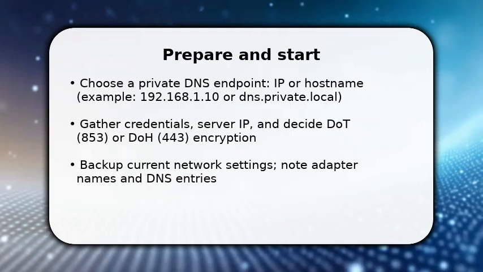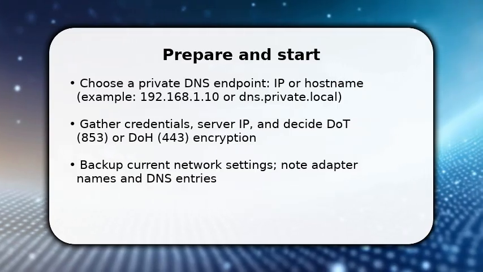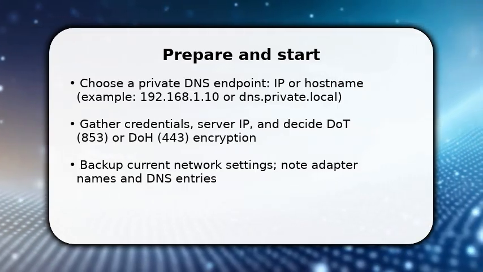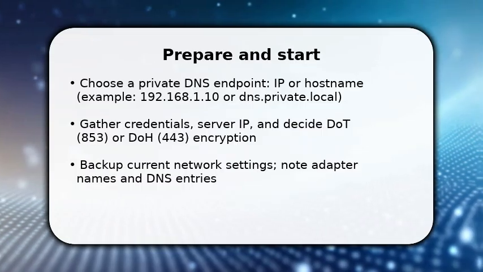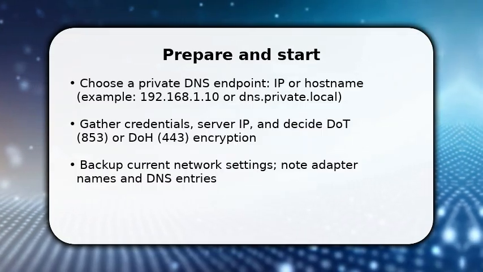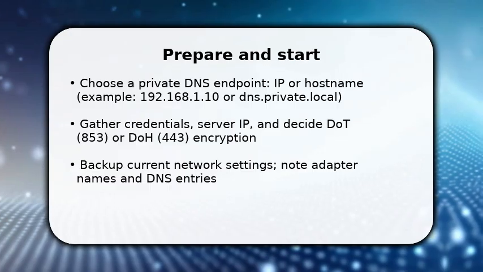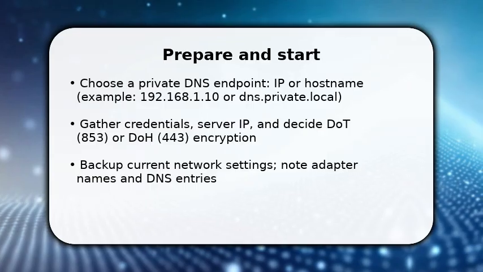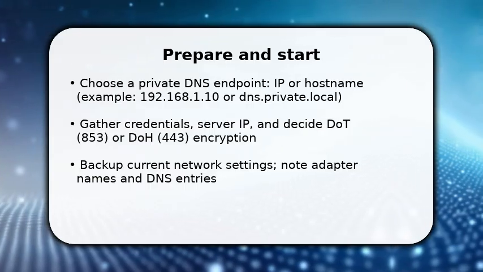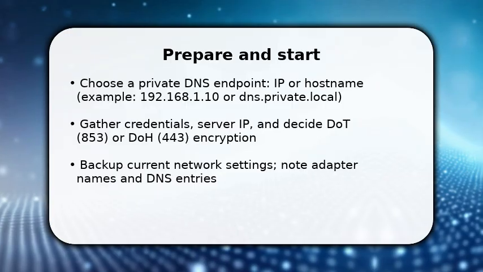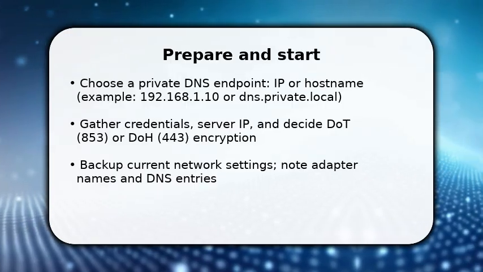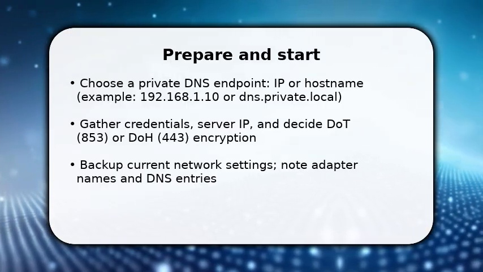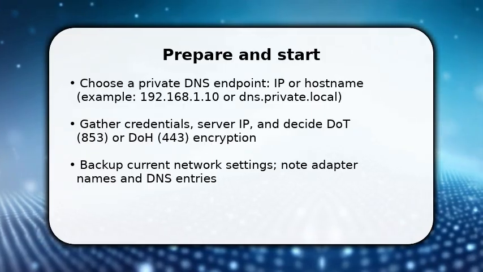You begin by selecting the private DNS server you will use and confirming whether you want encrypted transport, such as DNS over TLS or DNS over HTTPS. Once done, collect the server IP or hostname, any credentials, and which port to use, 853 for DoT or 443 for DoH. Make sure to back up your current adapter settings so you can restore them if needed.